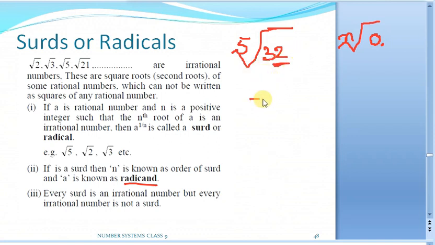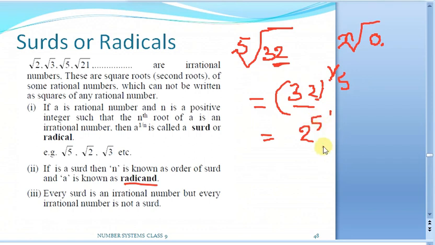So here can I write this as 32 whole power 1 by 5? 32 power 1 by 5. You have to simplify things always. Now see, if you prime factorize 32, can I write this as 2 power 5? So I can very well write it as 2 power 5, so 2 power 5 whole power 1 by 5. In which form is it? A power m whole power n. It is going to be a power mn. So it will be 2 power 5 into 1 by 5. So this 5 I can cancel. What will be left? The answer is 2.